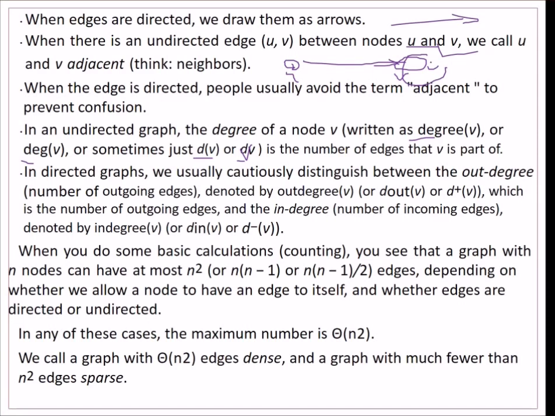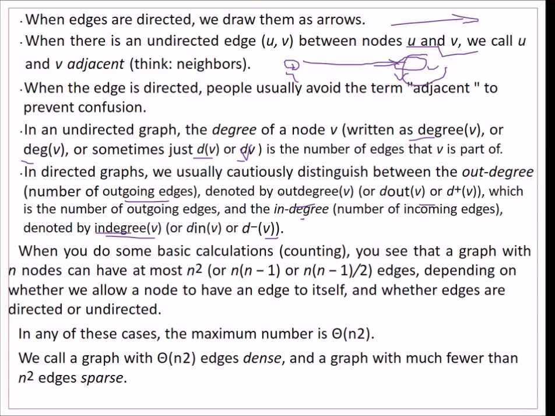And in a directed graph, we usually distinguish between the out-degree, that is the number of outgoing edges, which is denoted by out-degree of V, or d out V, or d plus V, and the in-degree, which is the number of incoming edges, denoted by in-degree of V, or d in V, or d minus V.